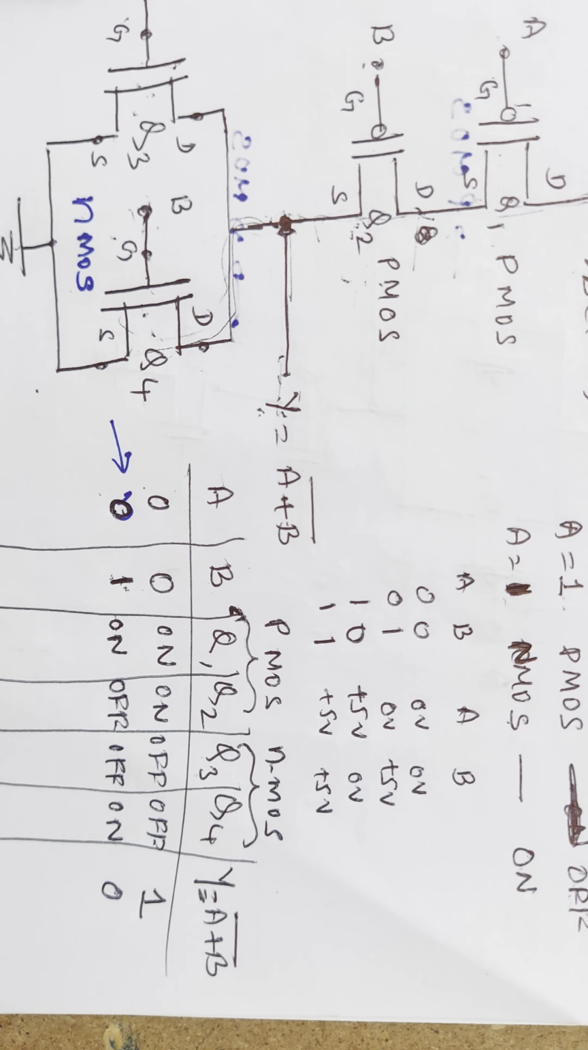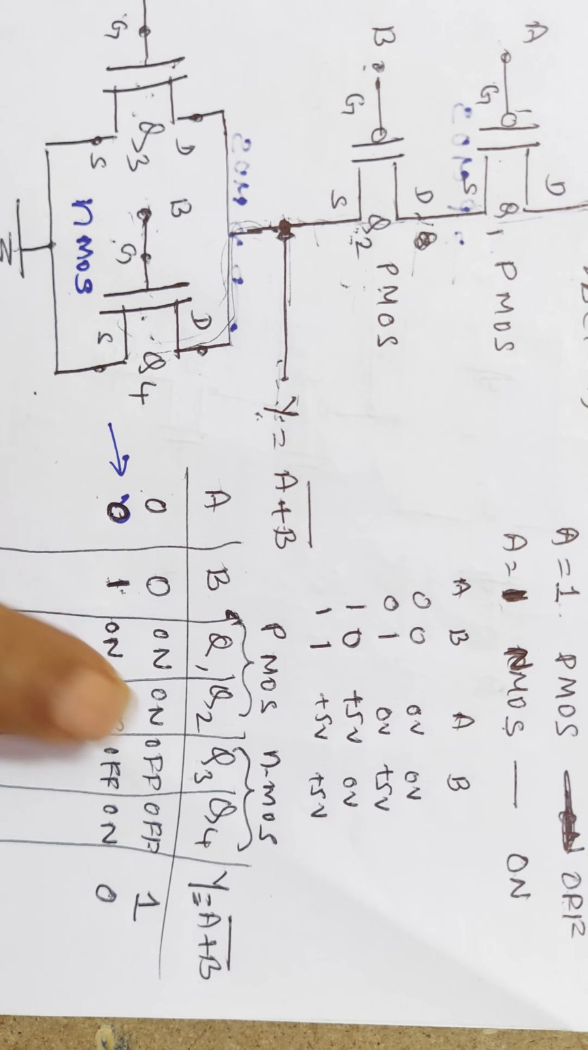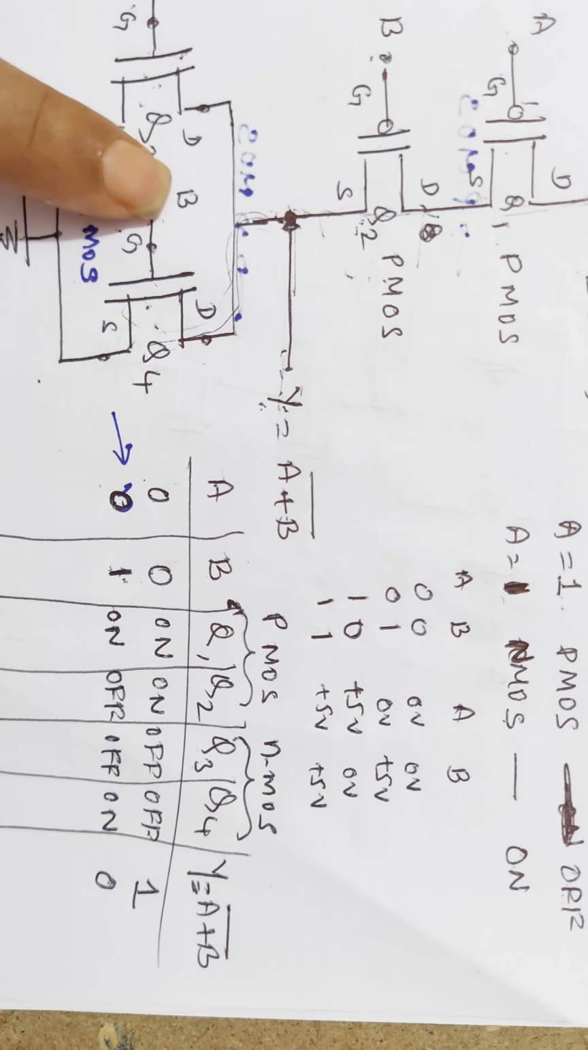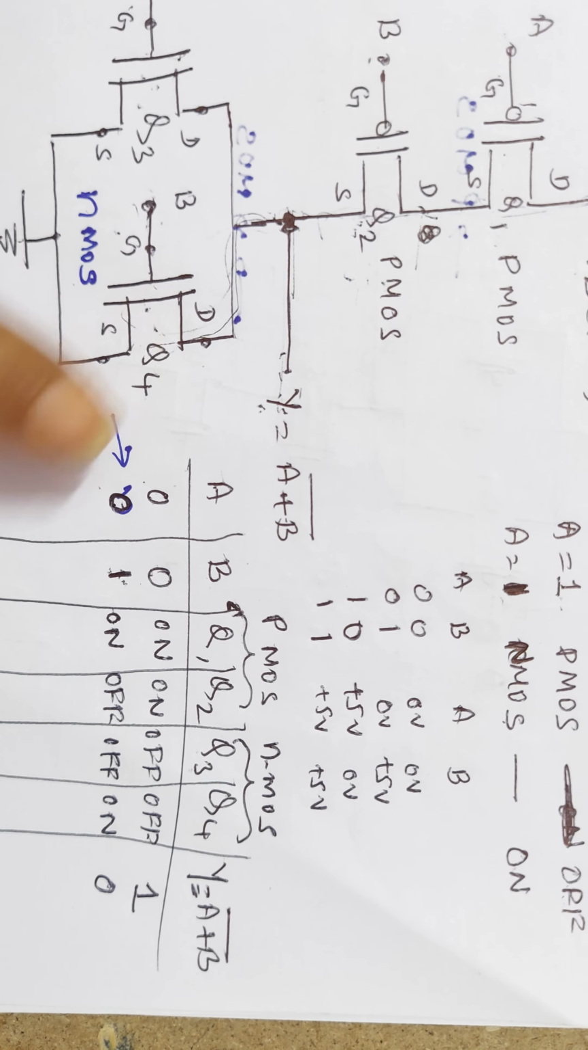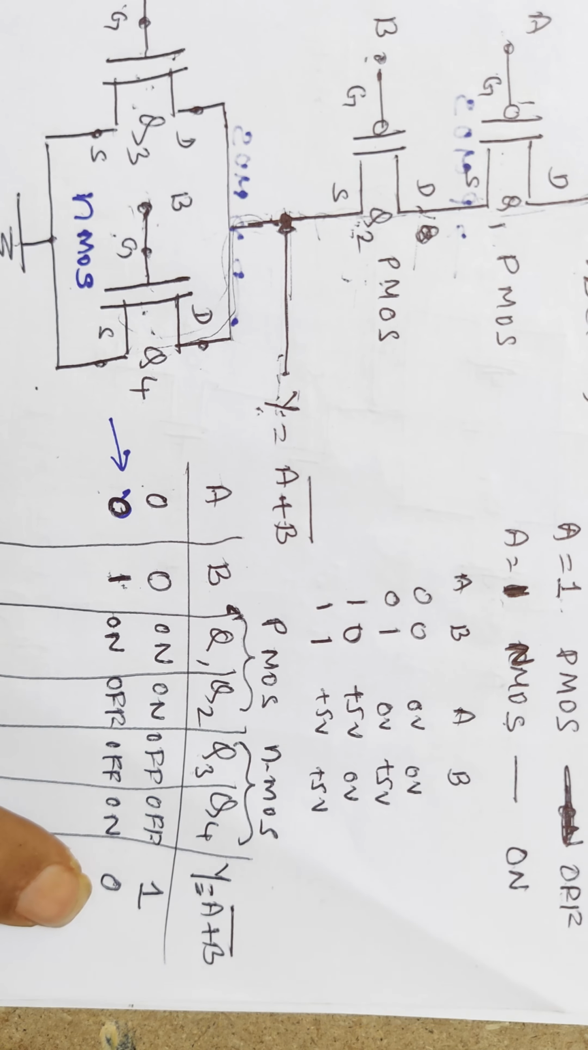When A equals 0, this goes off, Q3 goes off. When B equals 1, Q4 goes on. However, the output voltage is 0.